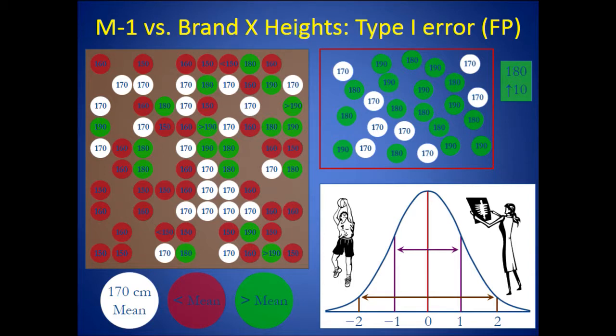So you can make a false positive. You can say that there's a difference between the heights of first-year medical students at Emory and the height of first-year medical students at Brand X Medical School. You could end up with a sample that looks like this, that doesn't accurately reflect the underlying population, that overestimates the mean height among Emory medical students. And that could happen for one of two reasons.